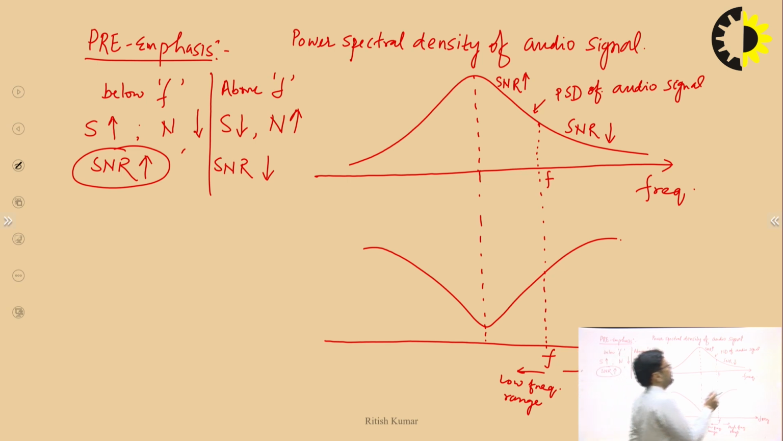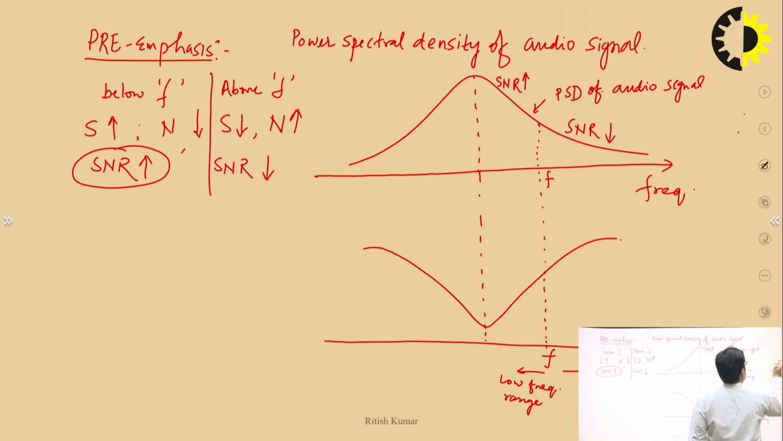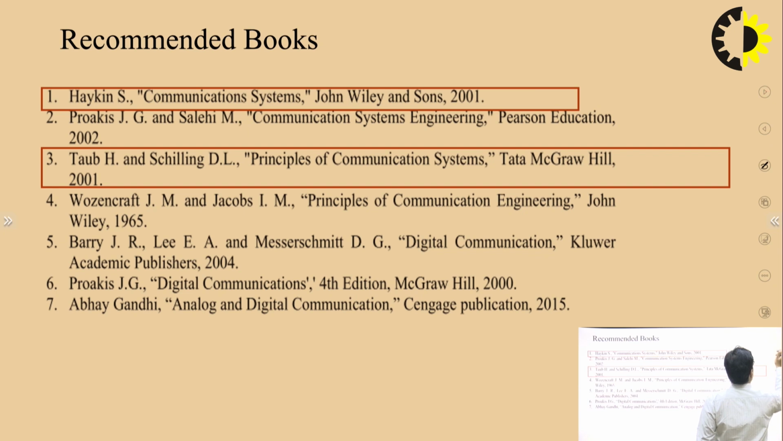So we will learn pre-emphasis. What should be the circuitry we can apply here, and how does it look like?